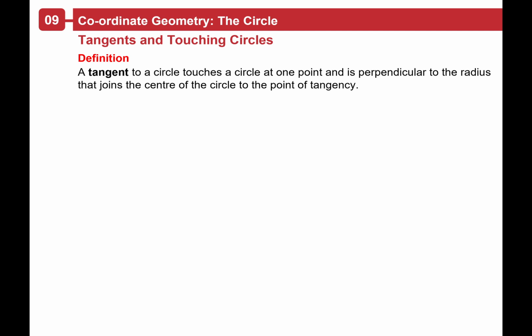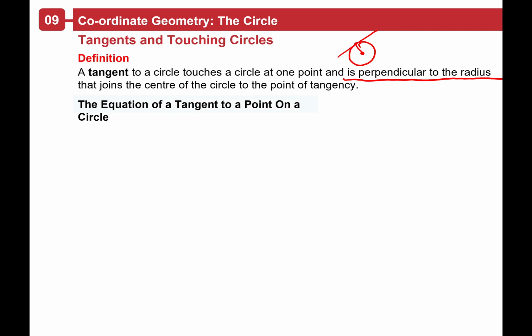Let's just remind ourselves of what a tangent is. A tangent to a circle touches the circle at one point, and very important, is perpendicular to the radius that joins the center of the circle to the point of tangency. So that means that any tangent we have will be perpendicular to the radius that joins the center of the circle to that tangent.